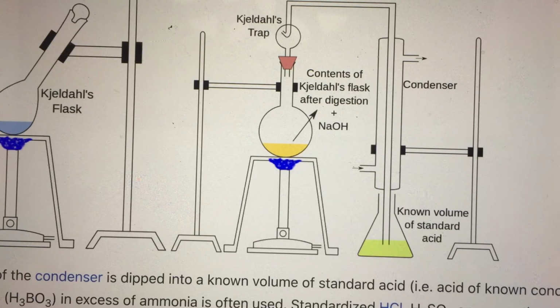Again the formula: percentage of nitrogen is equal to 1.4 into N_A V_A, the normality of the acid and the volume of acid used in back titration, divided by W. Or percentage of nitrogen is equal to 1.4 into molarity of the acid used in back titration, into volume of the acid used in back titration, into basicity of the acid, divided by W of organic compound.